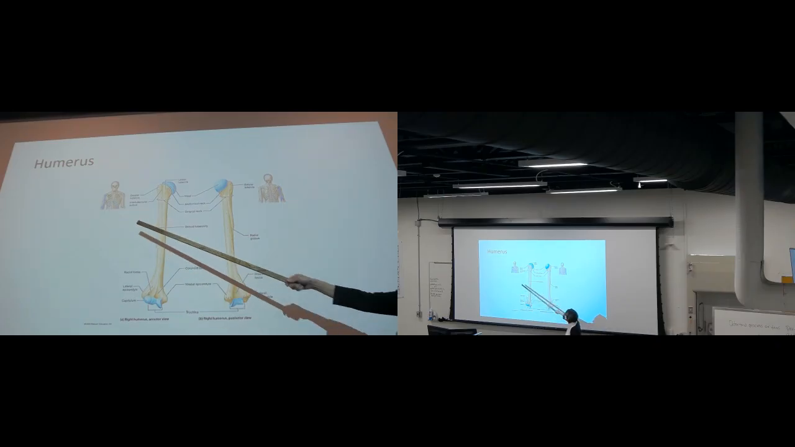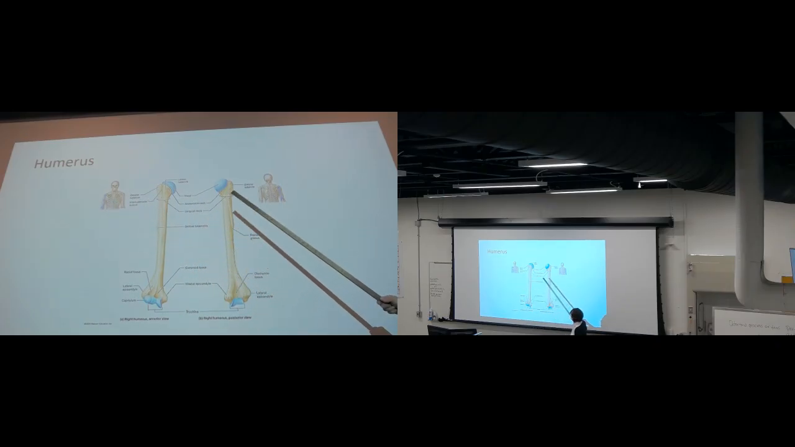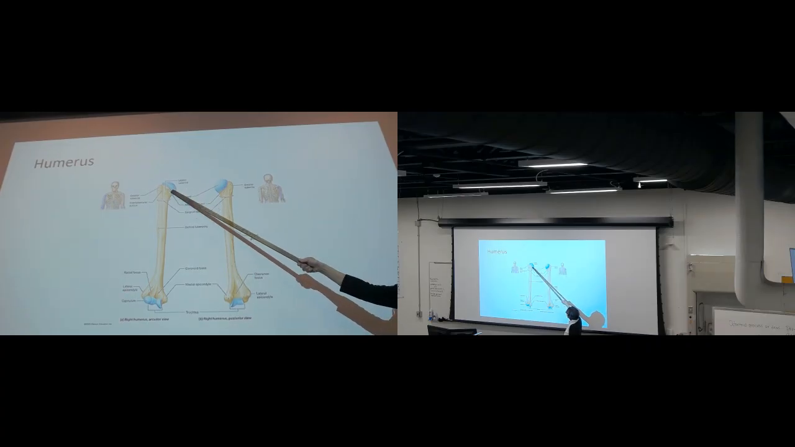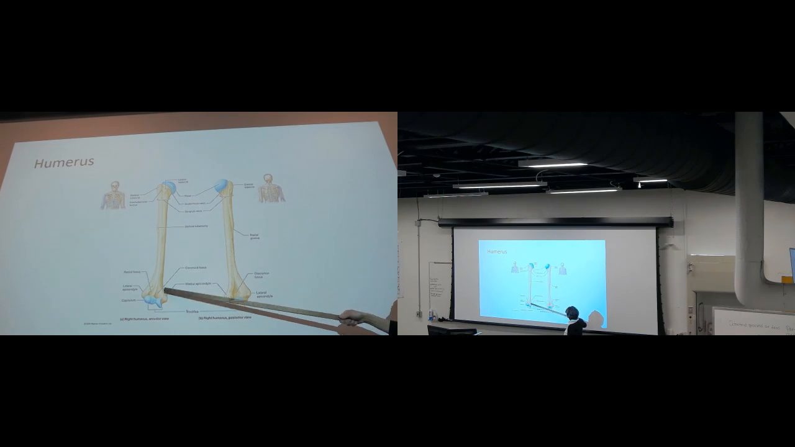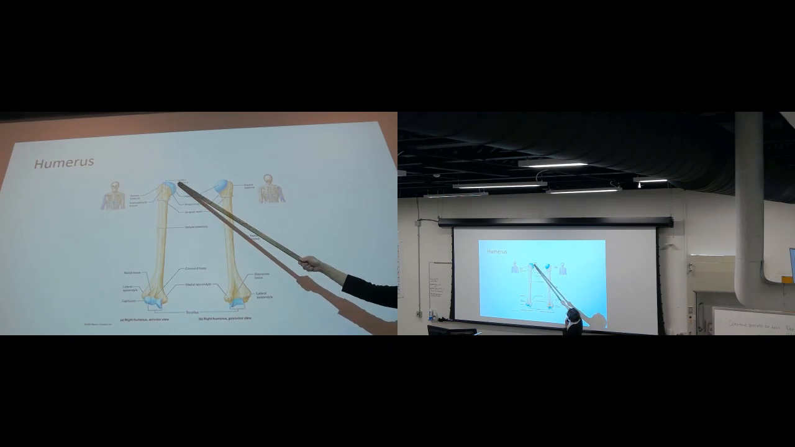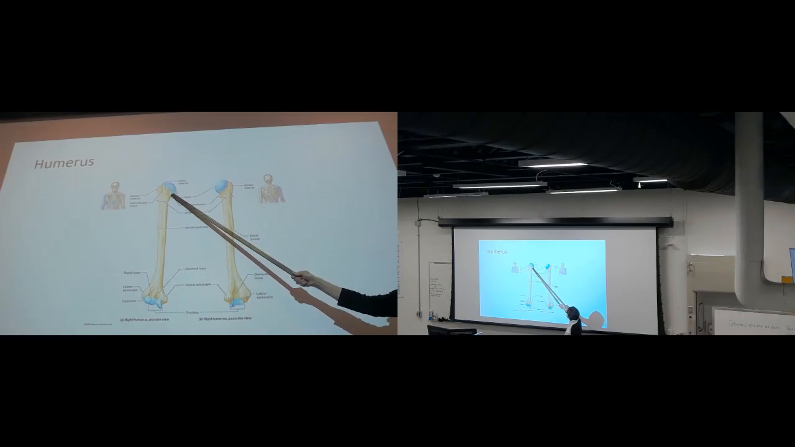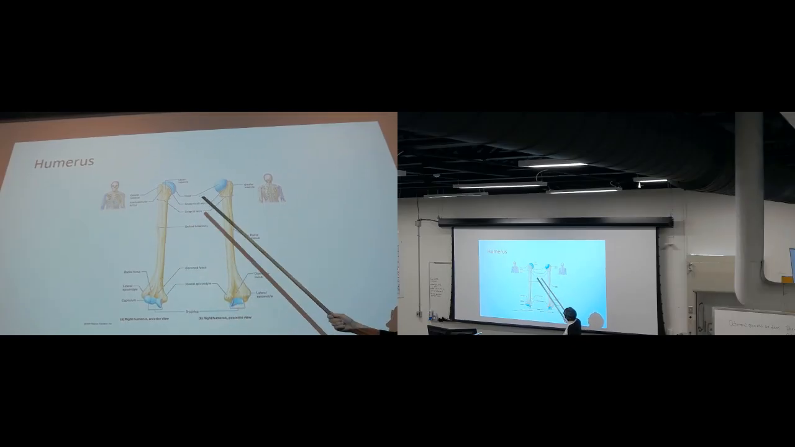Humerus, the arm bone, here. Anterior view and posterior view. Proximal epiphysis, distal epiphysis. The proximal epiphysis has a round head, and it has a neck, actually it has two necks: the anatomical neck below the head and the surgical neck in this area, close to the shaft.